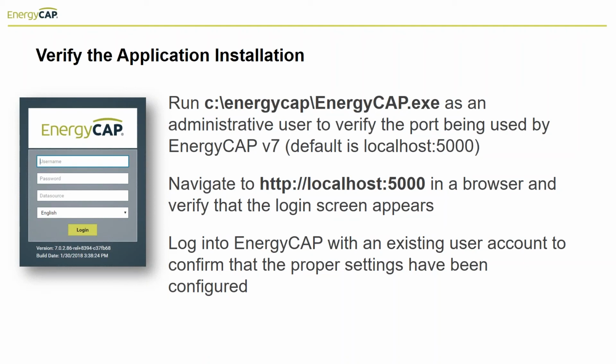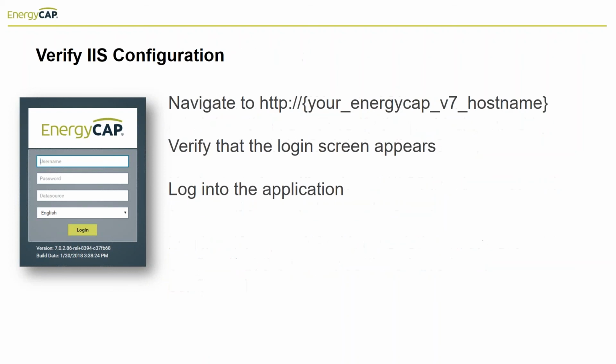Once you've logged in with an existing user, then you can confirm that the settings have been configured and that everything's running properly. If that's working for you, then you can go on to test that the IIS settings are also proper. So whatever the address is that you've provided in IIS for EnergyCAP, you can navigate to that address. Again, you should see the login screen. You can log in and verify that the installation has in fact worked properly.